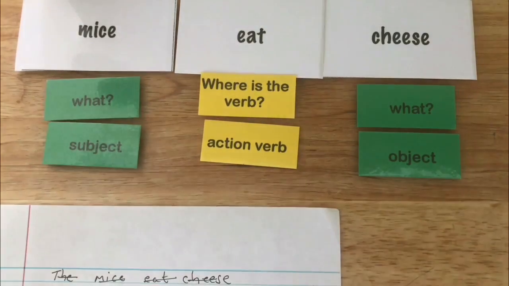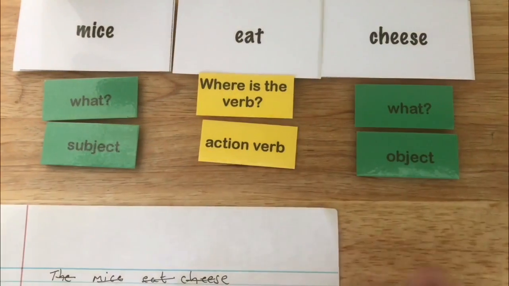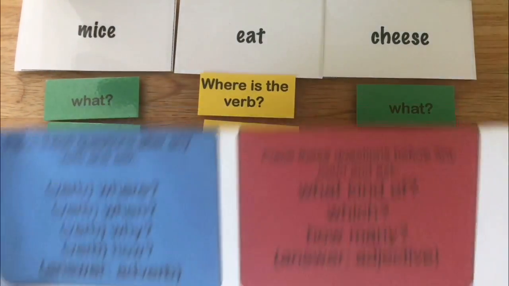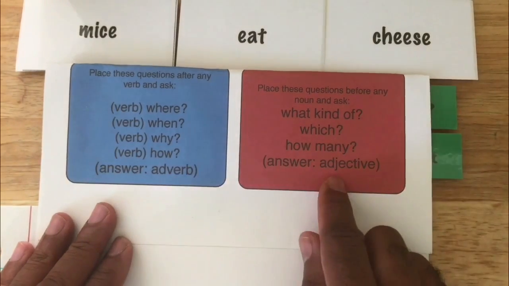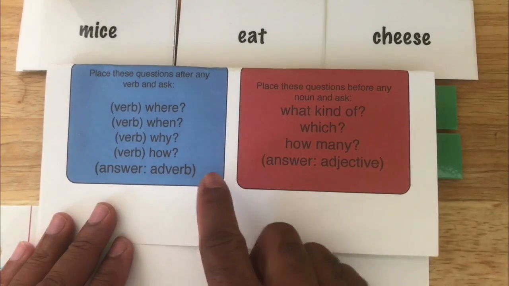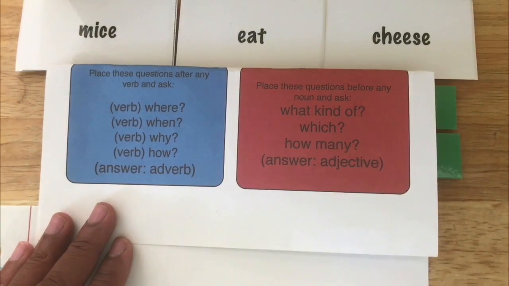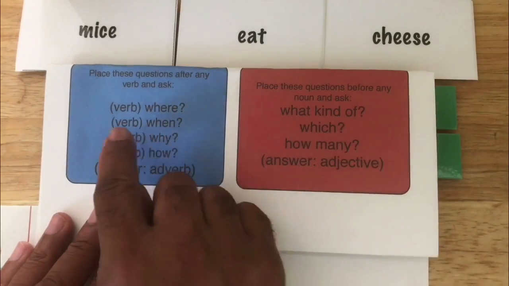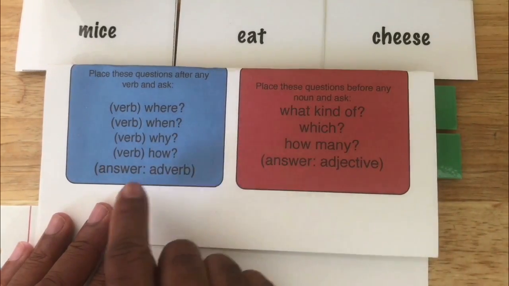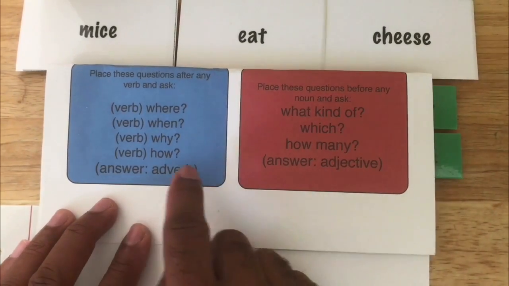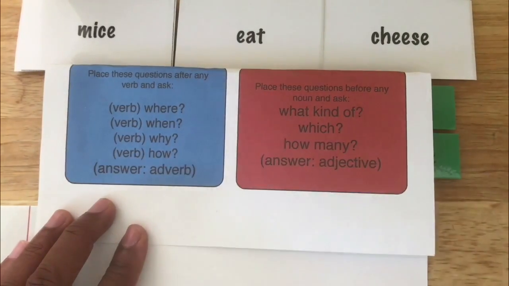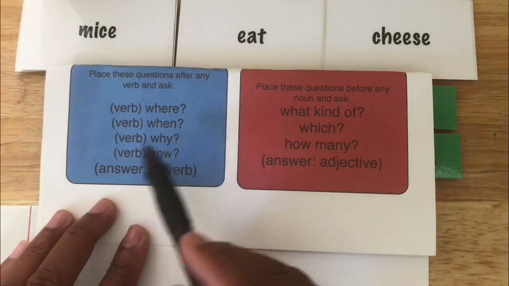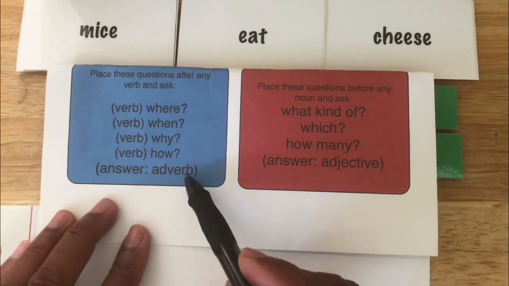And these questions are going to be your, I'm going to fold this so you can see it here. These are going to be your adverb and adjective questions. We're going to ask these questions in order to expand our sentence. So verb where, verb when, verb why, verb how, answer adverb. Any word or group of words that answers these questions, verb where, verb when, verb why, or verb how is going to be called an adverb.